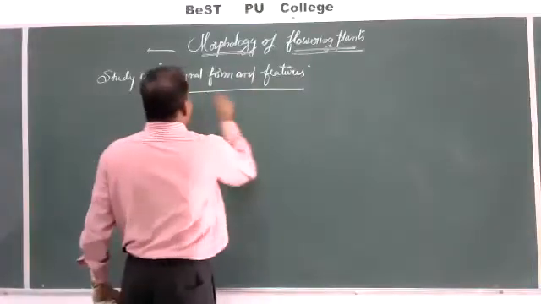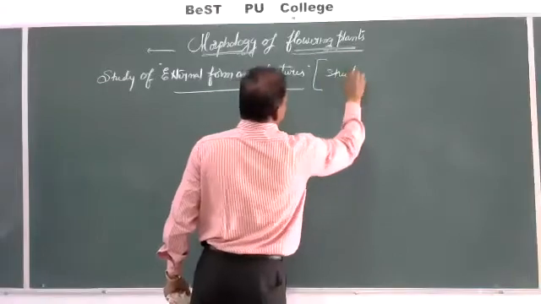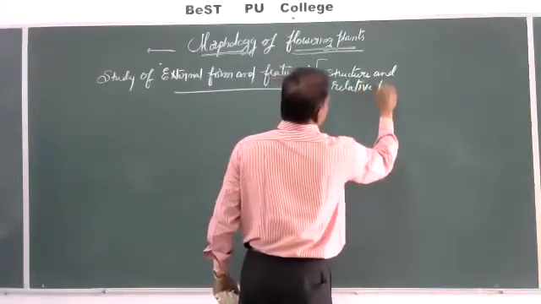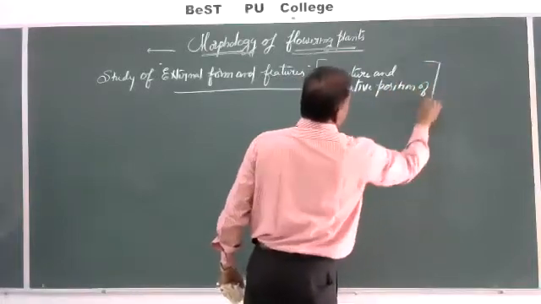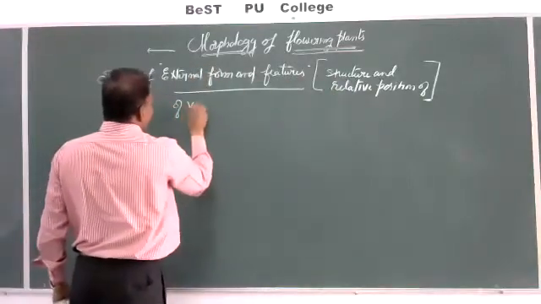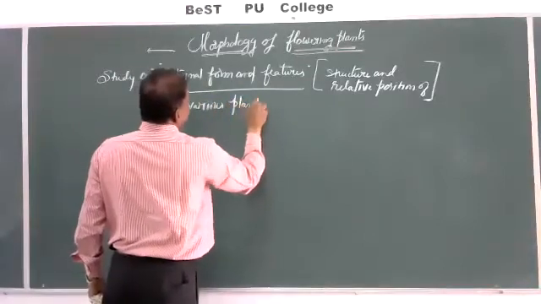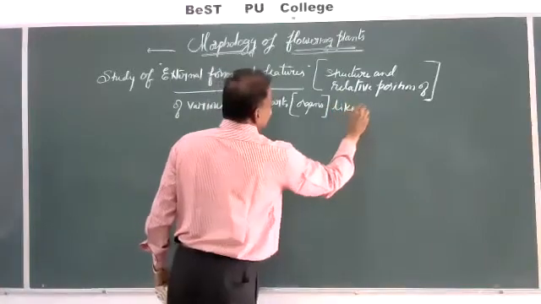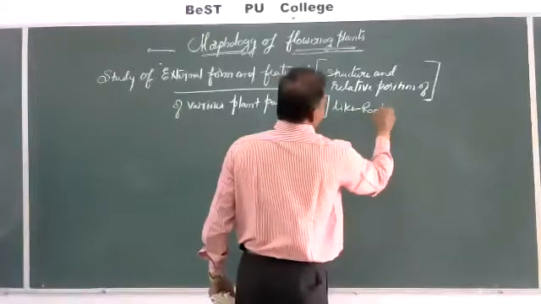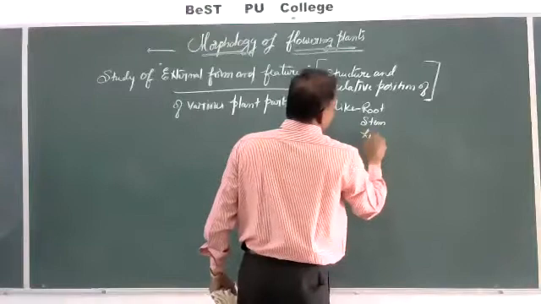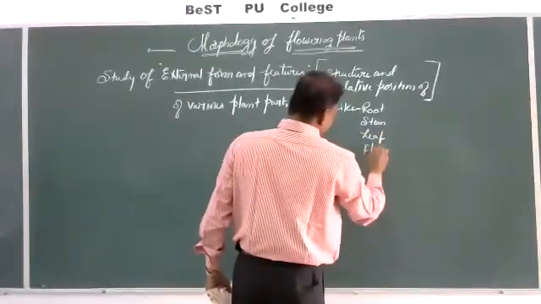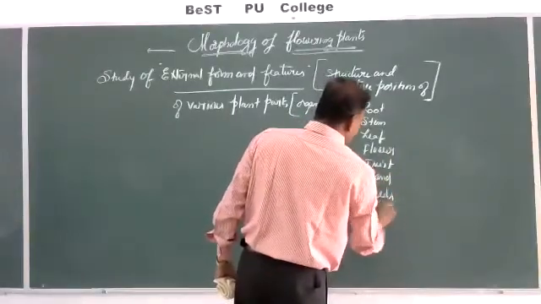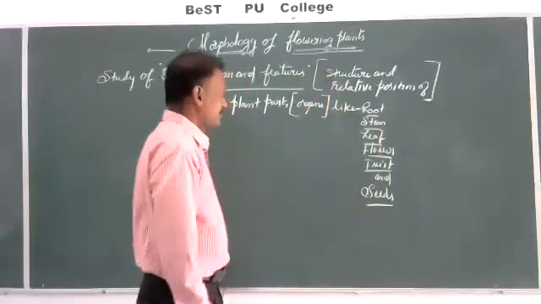Features here means structure and relative position of various plant parts, here plant organs, like root, stem, leaf, flower, fruit and seeds. Six characteristic features.